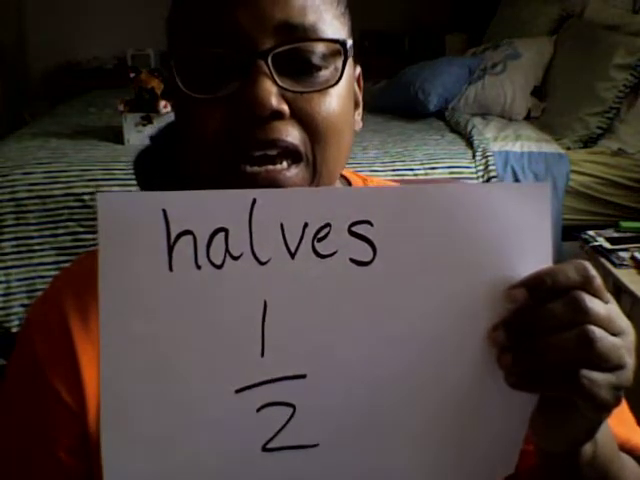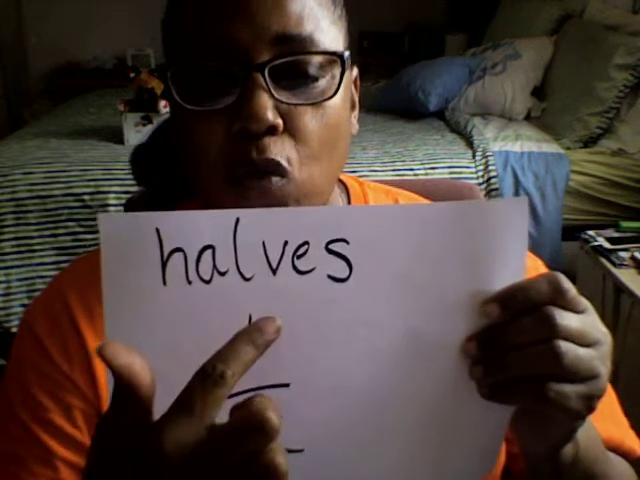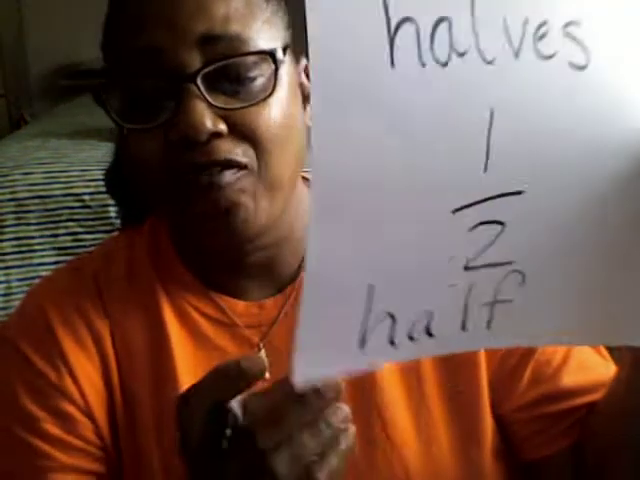Now, let's look at the word halves, and the symbol for halves. So this is the word halves. And this is 1/2, meaning one out of the two parts. It is a half. Another spelling of halves is half. I have half of something. You're going to give somebody half of something, okay? So we're talking about halves.